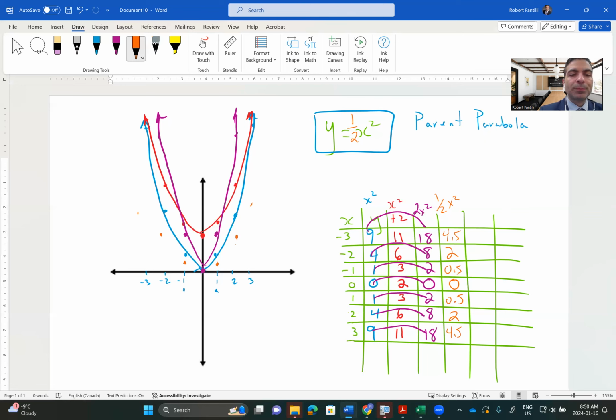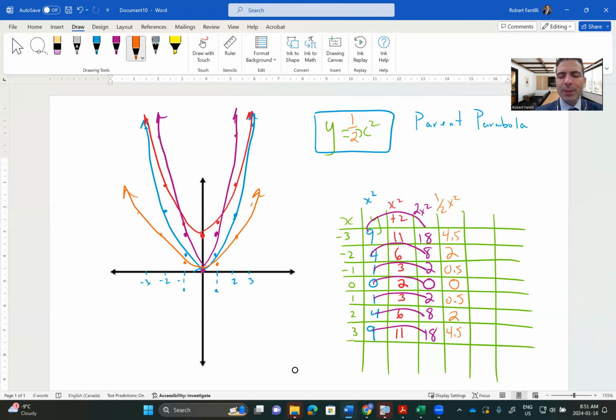So we're out here. My parent parabola is the blue, and this orange one is going half as fast. You can see that it's going half the rate. Okay, so it looks wider. We call that compressed, or as if you push down on the arrows to compress.